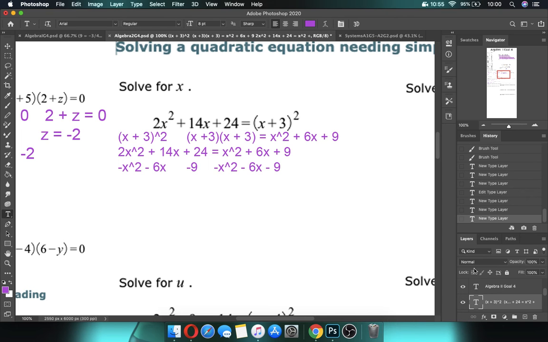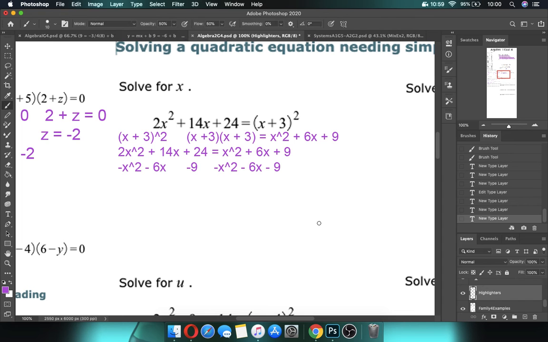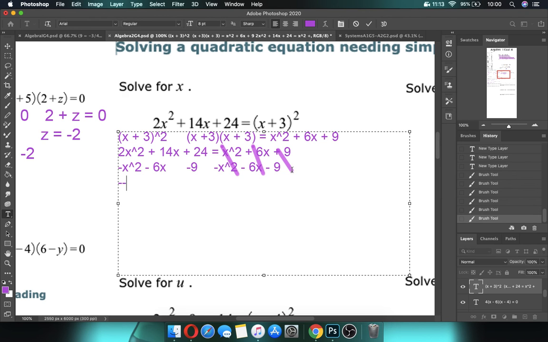So what I have done, let me get to the highlighter level. Make that bigger. No, smaller. What I've done is x squared is gone. 6x is gone. 9 is gone. And so now, to my advantage, I now have a new equation that is, in fact, set to 0. What am I left with? 2x squared minus x squared is just 1x squared, okay?